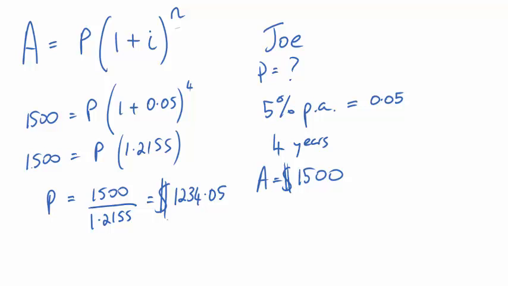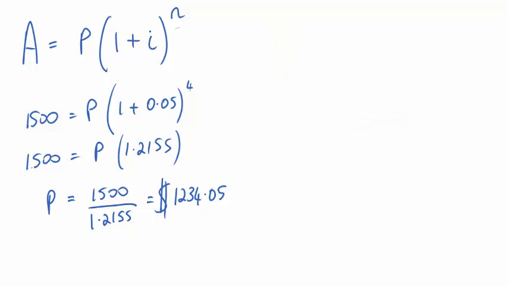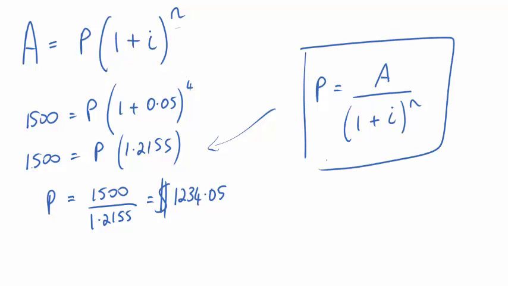So if you're not into algebra and learning how to rearrange equations, then you could just remember, using this step, that P is equal to the amount divided by 1 plus I to the power n. So you could memorize a new formula for finding the principal in compound interest situations.